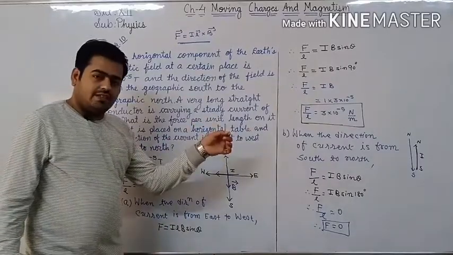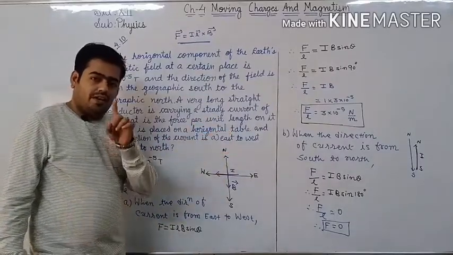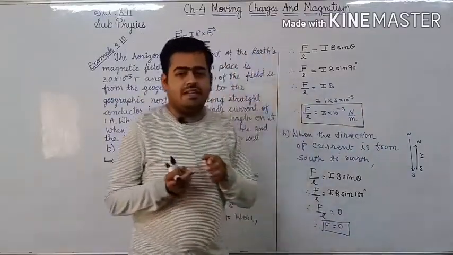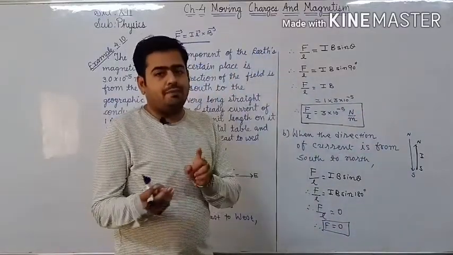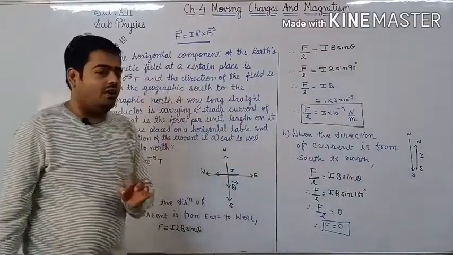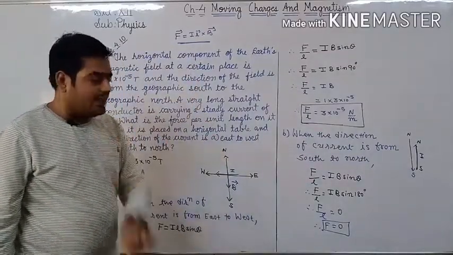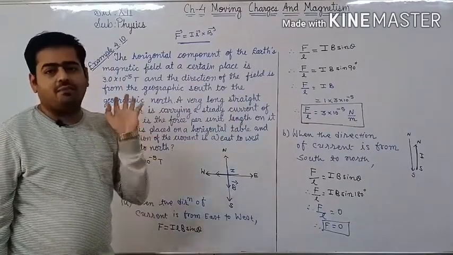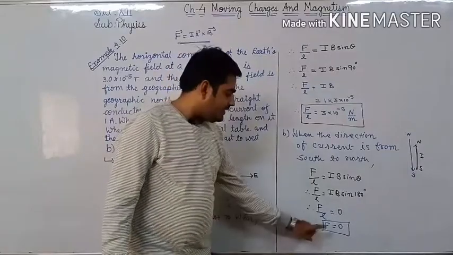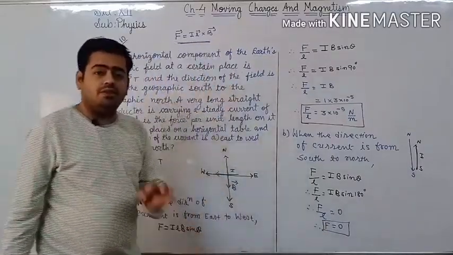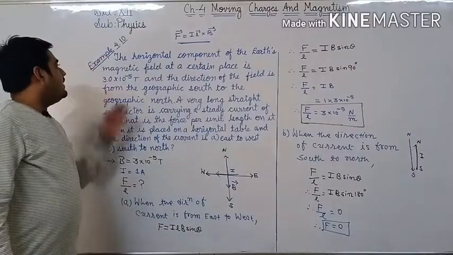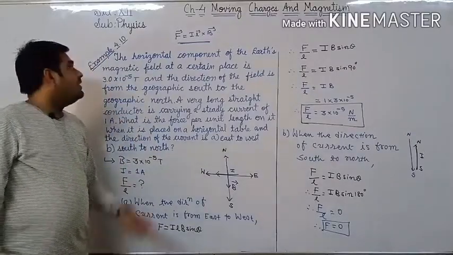Already I have mentioned this when I taught you Ampere's law. Whenever the direction of electric current and magnetic field is the same, or they are anti-parallel to each other, the value of the magnetic force acting on a current carrying wire will be 0. So the force acting on the current carrying wire is 0. Which type of force? Magnetic force. So this way we can solve example 4.10.